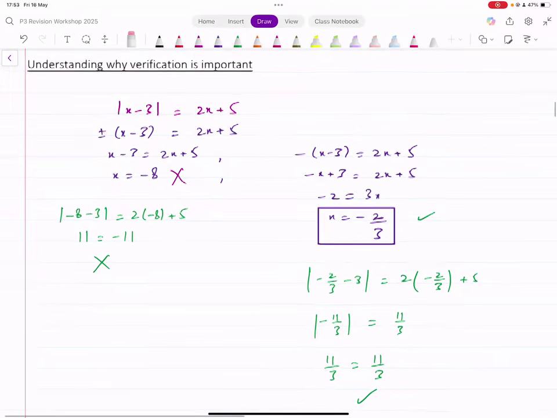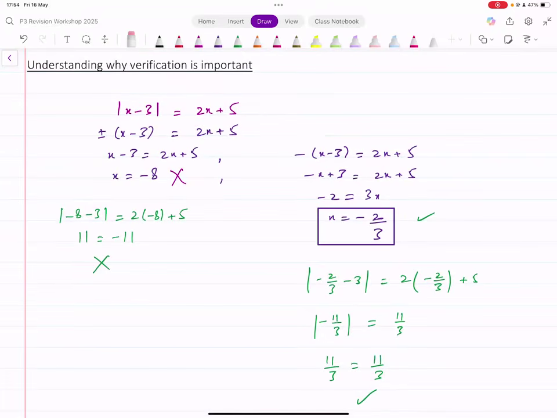For example, if you have this equation, you solve it using the plus minus method as we discussed, you get two values of x from this, x equals -8 and x equals -2/3. Now, these are multiple answers. Whenever you get multiple answers, in case of a modulus equation, that will be pretty much every single time, you always have to verify them and see if they actually satisfy that original equation or not.